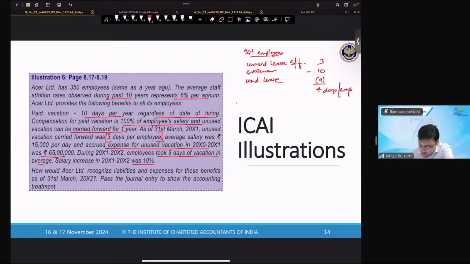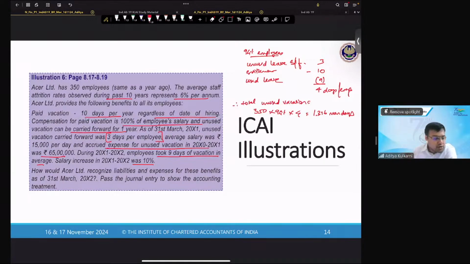Okay. Therefore, total unused vacation is equal to 350 employees into 94% into 4 days per employee. So that comes to how much? 1316. 1316 man days. Perfect. Any doubt so far for anybody here?